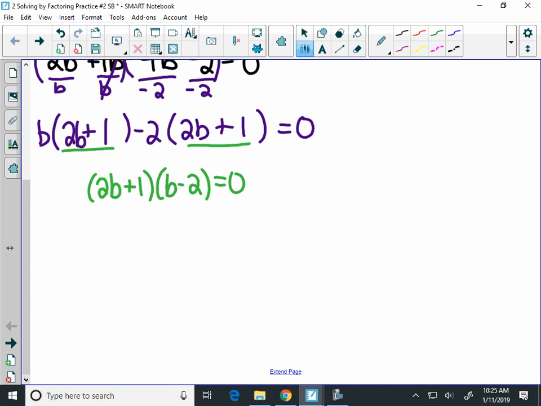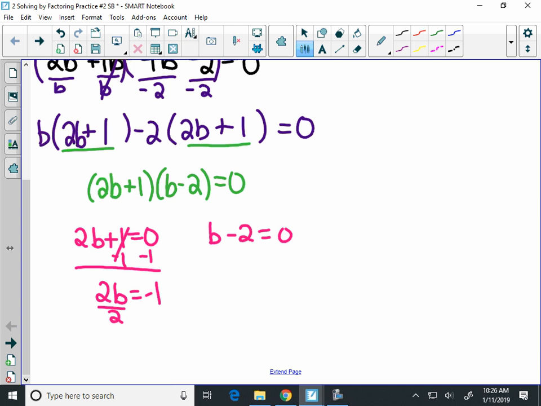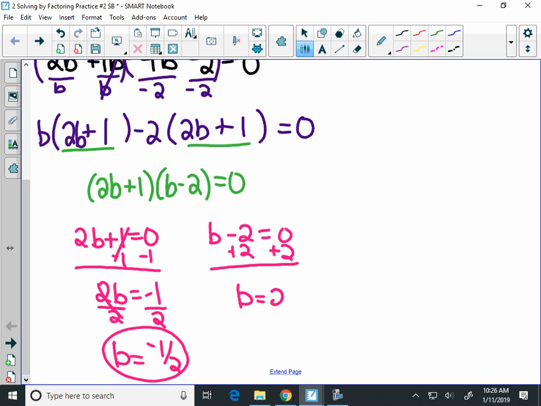Using the zero product law, to solve this, I set each factor equal to 0 and solve for b. So on the left here, I'm going to start by subtracting 1. We'll have 2b equals negative 1, and then divide by 2. So one solution to this problem is negative 1/2. The other solution, when I add 2, is b equals positive 2. We have 2 different solutions to this quadratic.